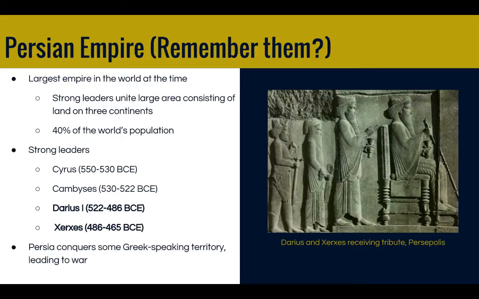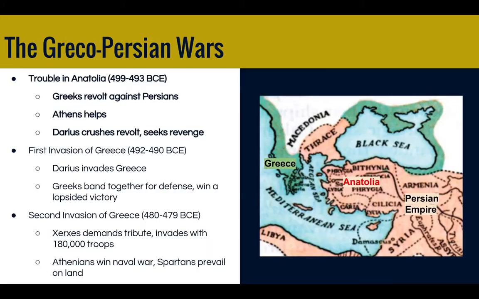Persia does conquer some Greek-speaking territories, so there are some Greek-speaking peoples that they are in charge of. But they're going to have some trouble there, which will lead to war. The trouble starts in a place called Anatolia, the Anatolian Peninsula between the Mediterranean and Black Seas. In those areas, Greek-speaking peoples revolted against the Persians because they didn't want to pay the heavy taxes and tributes that the Persians demanded. And so there's some war fighting going on. And the city-state of Athens in the mainland of Greece, which you see on the map, helps these people out. And they go over and try to help them out with troops and funds, etc.